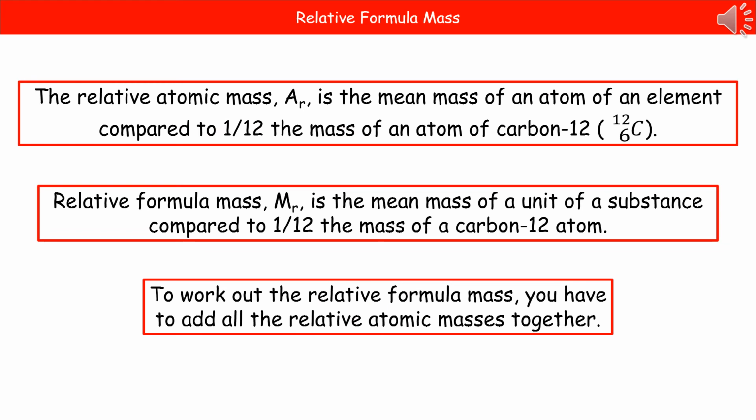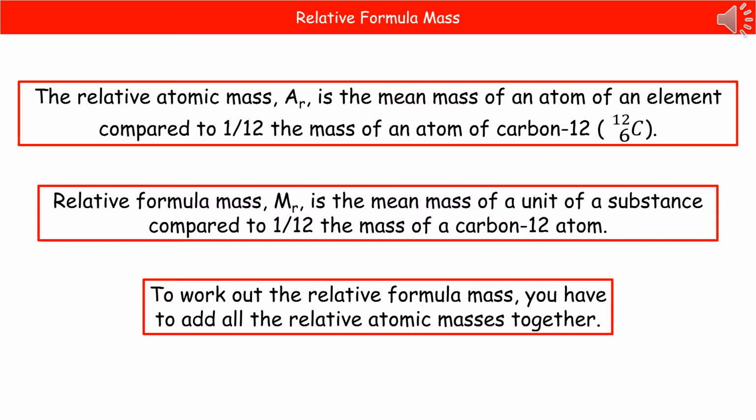Our chemistry check today is looking at the first part of C2 and the different formulas. When we're talking about the relative atomic mass, that's the mean mass of an atom of an element compared to 1/12 the mass of an atom of carbon-12.